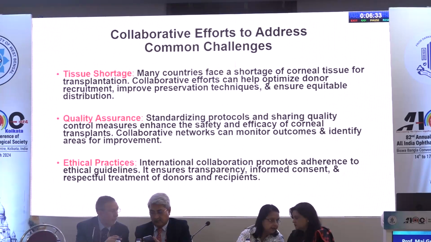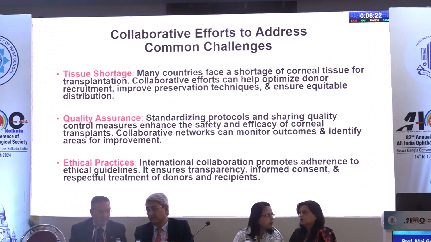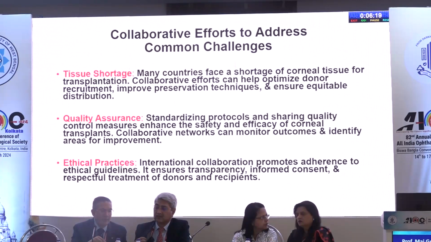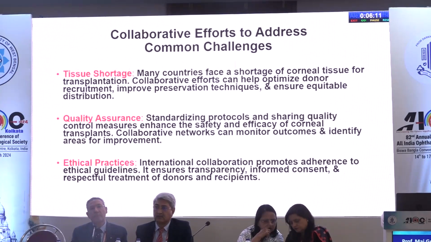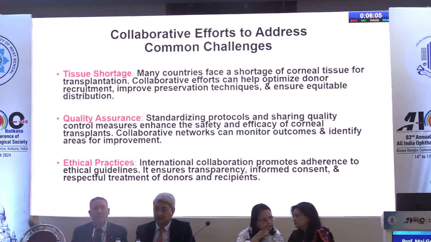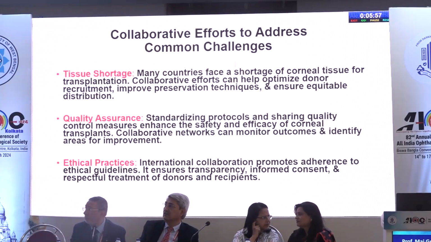Quality assurance is very, very important: quality assurance of tissue, of the eye bank, and for the technicians and ophthalmologists. You need to standardize protocols and share quality control measures to enhance the safety and efficacy of corneal transplant. Collaborative networks can monitor outcomes and identify areas for improvement. And for me, this is my KRA, to ensure that we develop a system which has proper quality assurance. We have been working, Dr. Basak and Muscati, on how to standardize our eye banks and eye bank technicians.